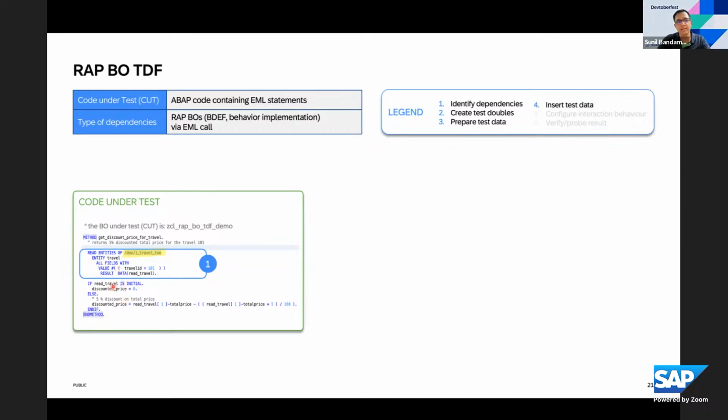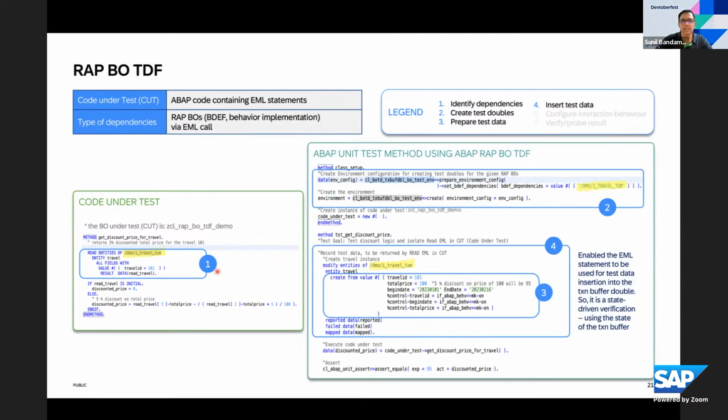Once I read it, I just pick the value. If that entry is not there, then discount is of course 0. If it is there, then I just calculate the discount that I want to give, say 5% in this case, and then that would be my discounted price. So this dependency on the BO, okay, this is not mine, is what I want to isolate. So dependency is on the BO via this EML statement. Now I know that I need to use a RAP BO TDF for that.